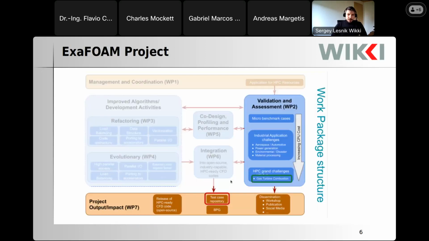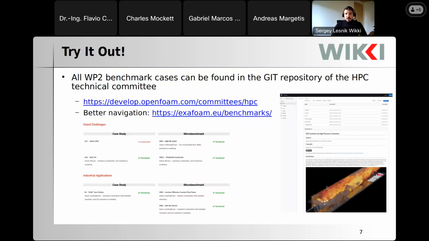So we set up this case, we ran initial tests on our systems, and then through work package 7, we publish these cases, so they are available for the public as well. And I have small screenshots of the two sites. So one website was presented by Flavio, right, with the benchmarks overview, and on the HPC committee page, we also have for every benchmark a README file, so you can learn about every benchmark specifically.